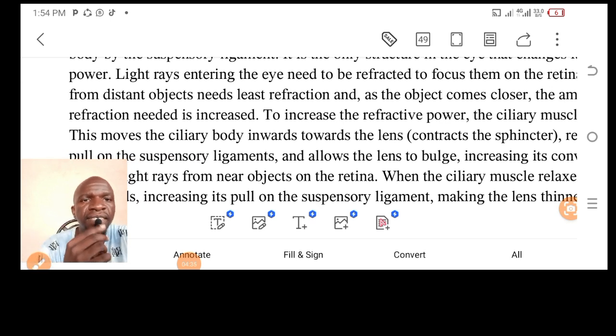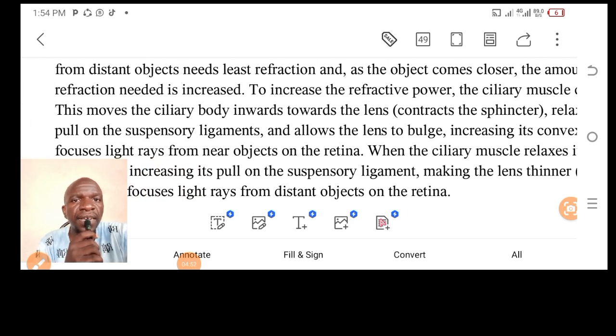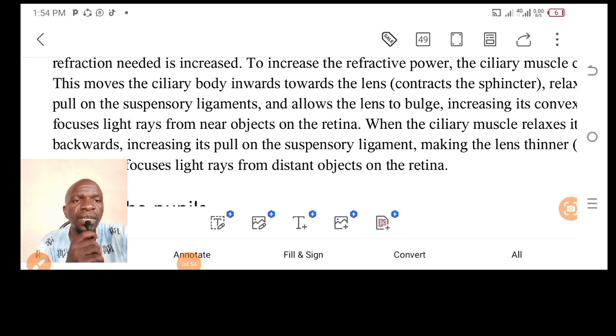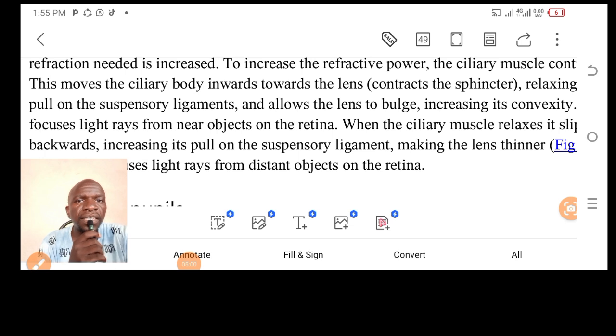So you see that the lens works closely with the ciliary muscle. The ciliary muscle contracts in order to increase the refractive power of the lens. This moves the ciliary body inwards toward the lens, contracting the sphincter, relaxing the pull on the suspensory ligaments and allowing the lens to bulge, increasing its convexity. This focuses light rays from near objects on the retina.